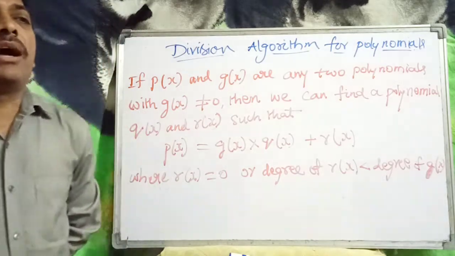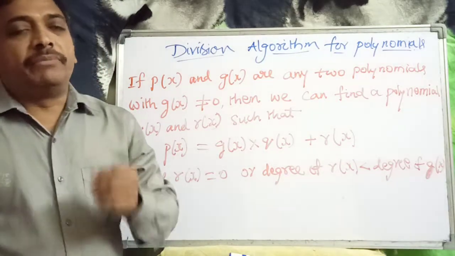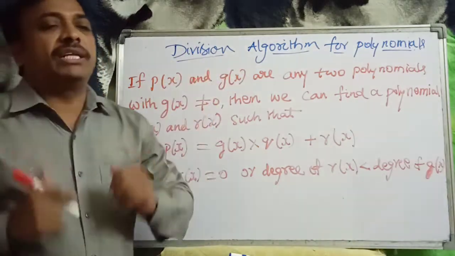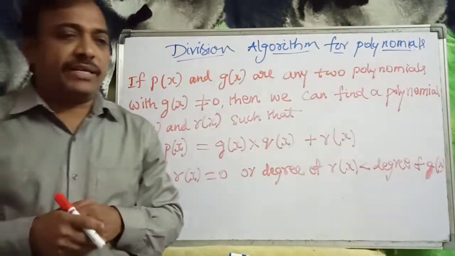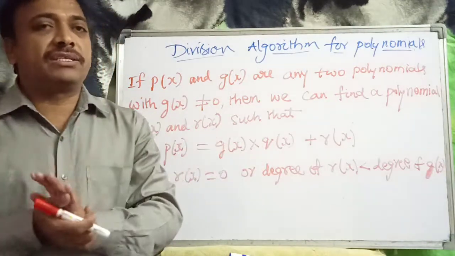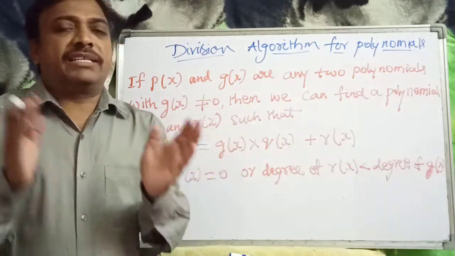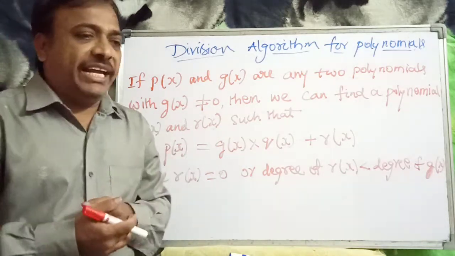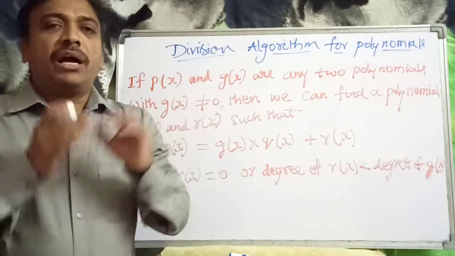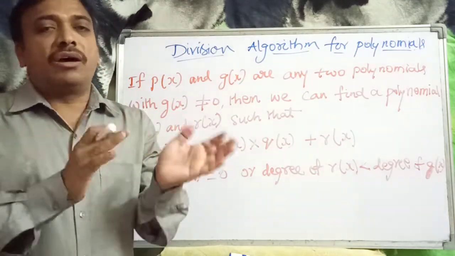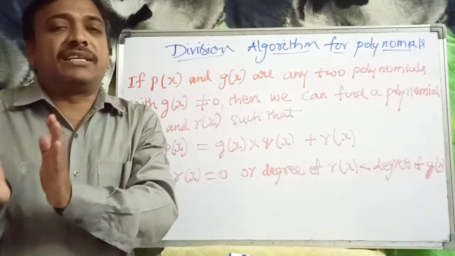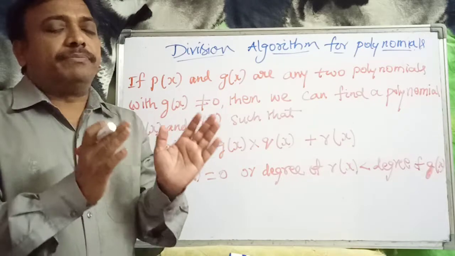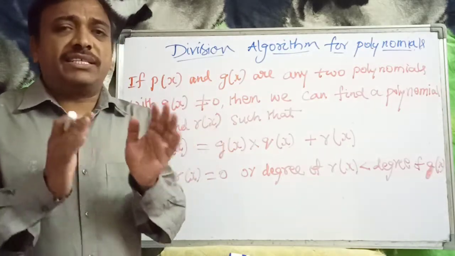Now we see the division algorithm for polynomials. That is, two polynomials we take, let us say p of x and g of x. If you divide p of x with g of x, then we obtain q of x as the quotient and r of x as the remainder. R of x is nothing but the remainder, q of x is nothing but the quotient, p of x is the dividend and g of x is the divisor.